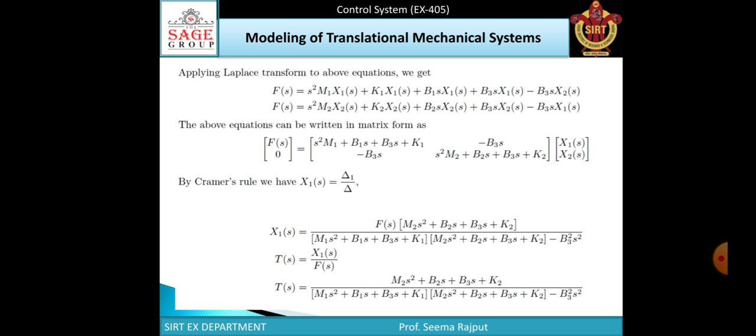So T(s) equals X1(s) by F(s). We write this term in the form X1(s) by F(s), which equals (M2 s² plus B2 s plus B3 s plus K2) upon (M1 s² plus B1 s plus B3 s plus K1)(M2 s² plus B2 s plus B3 s plus K2) minus B3² s². That is the transfer function X1(s) by F(s).